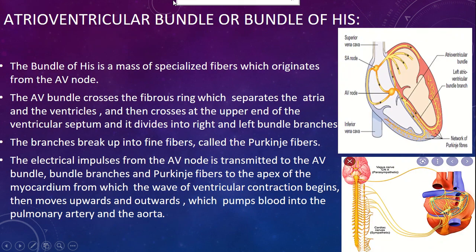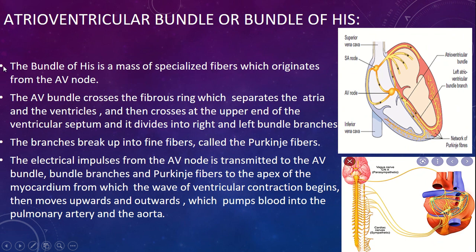So next is the atrioventricular bundle, or the bundle of His. Okay, let's see what is happening. The bundle of His is a mass of specialized fibers which originates from the AV node. This is the bundle of His. The bundle has the left atrioventricular bundle and the right atrioventricular bundle. Two bundles are present. So this is the bundle.